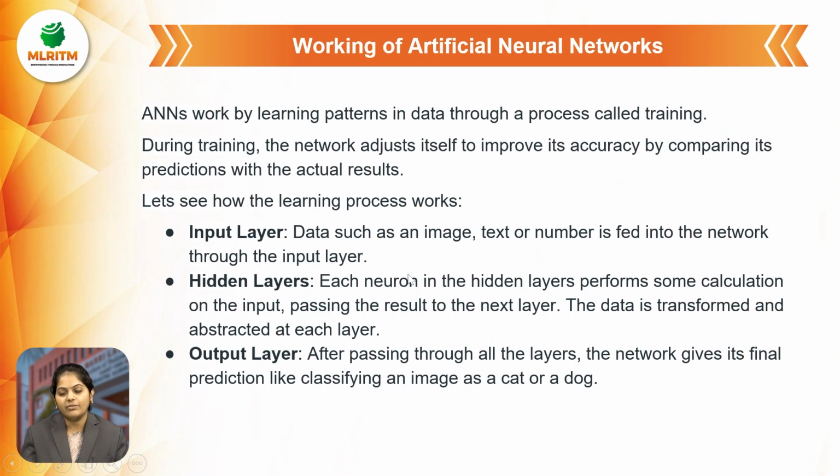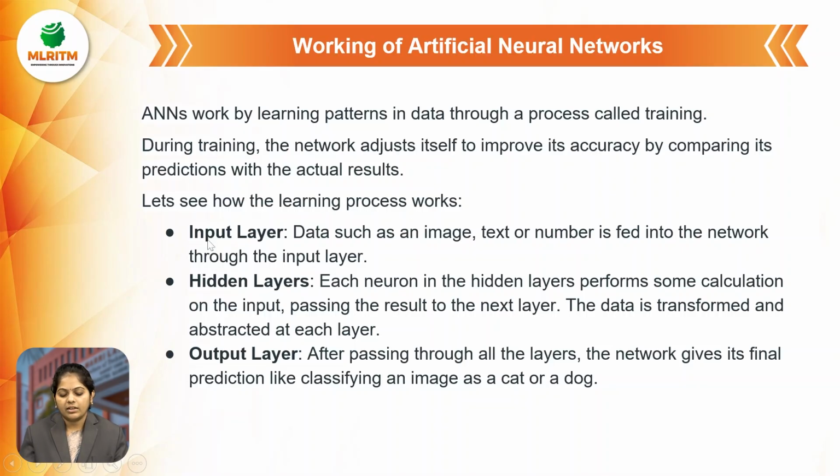We'll see the working of artificial neural networks now. Artificial neural networks work by learning patterns in data through a process called training. During training, the network adjusts itself to improve its accuracy by comparing its predictions with the actual results. Let's see how the process works.